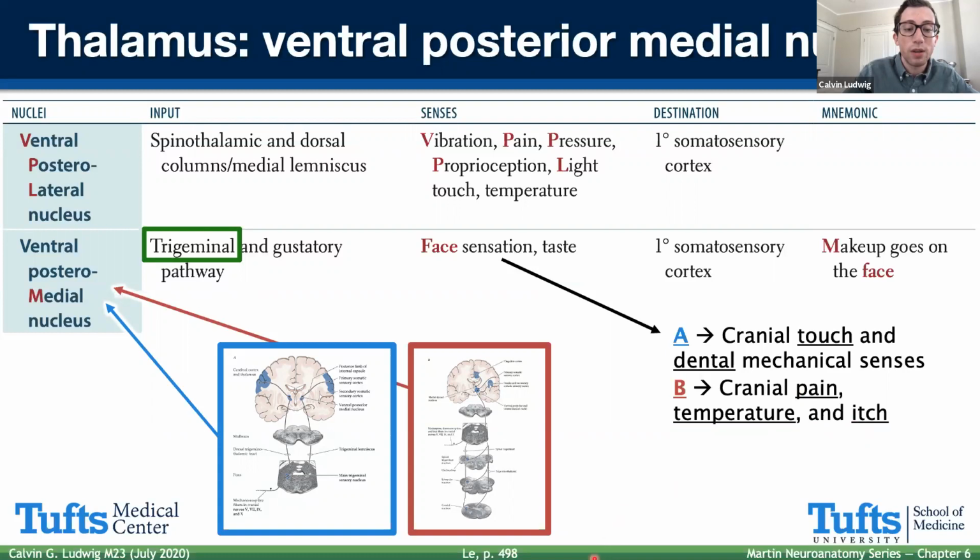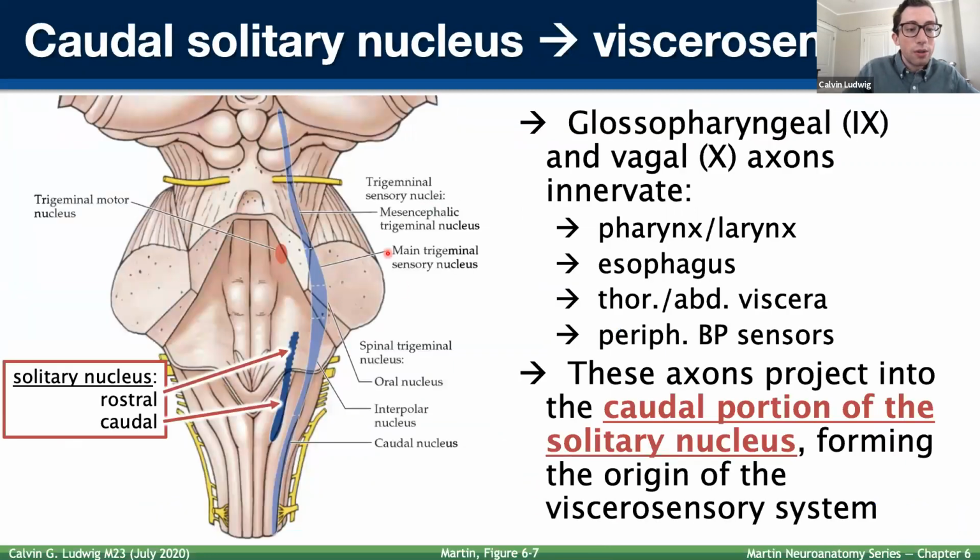Okay, the caudal solitary nucleus. We can view it as the origin of the viscerosensory system. The glossopharyngeal and vagal axons innervate the pharynx and larynx, the esophagus, the thoracic and abdominal viscera, and the peripheral blood pressure sensors. And these axons from cranial nerves 9 and 10 project to this caudal portion of the solitary nucleus, forming the origin of the viscerosensory system.